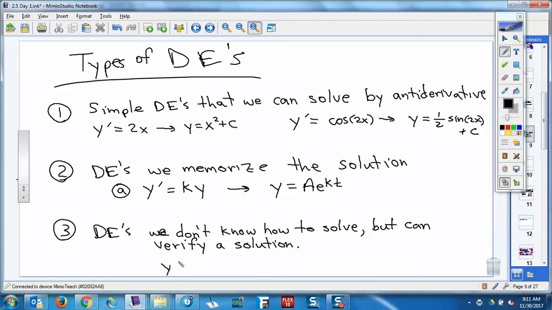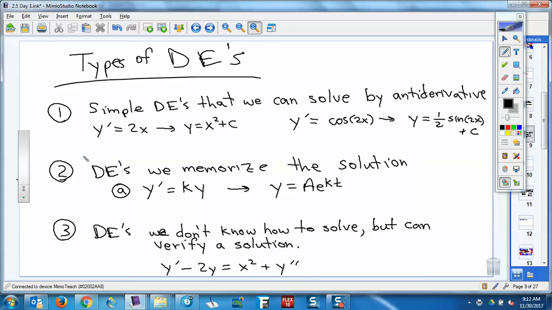This would be something like y prime minus 2y equals x squared, plus y double prime, something like that. I mean, we'd have no idea how to find the original y on something like that. Okay, no clue. But if they told us a y that was the solution, we could verify. And let's go through that example right now.